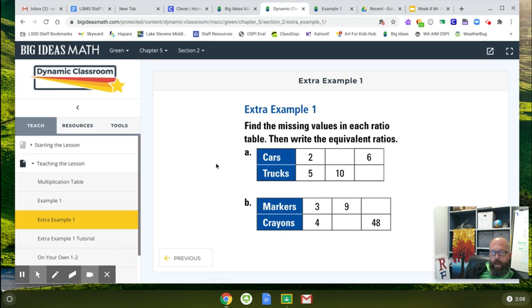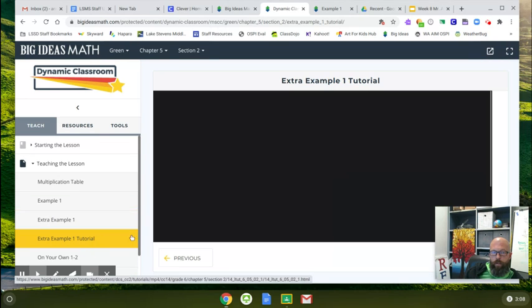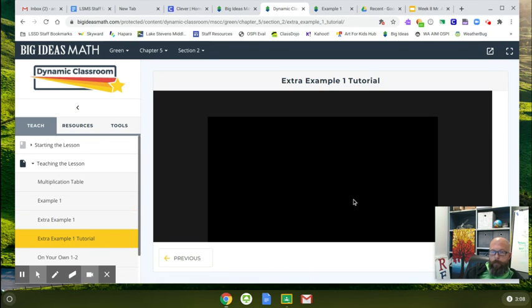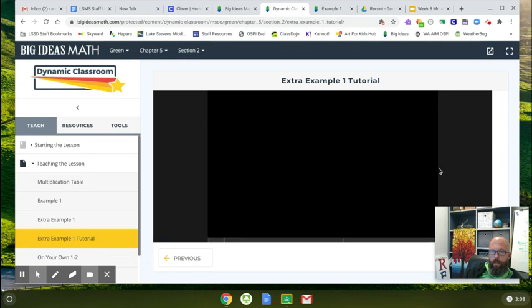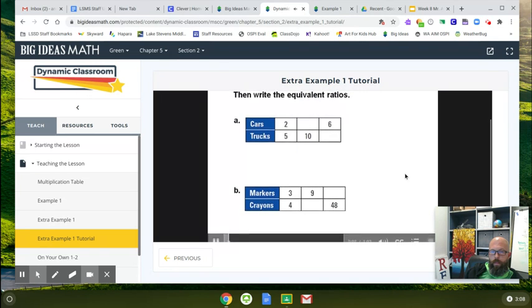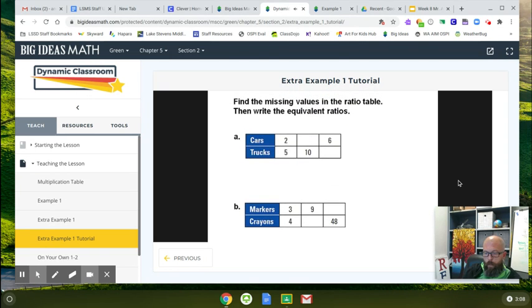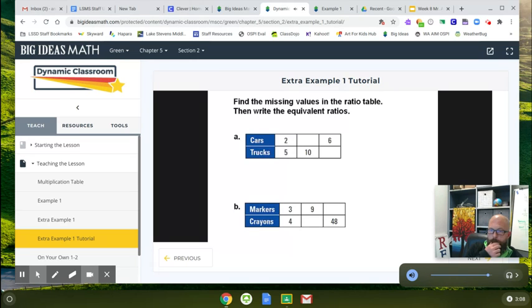All right, now that you're back, let's watch the tutorial. Find the missing values in the ratio table. Then write the equivalent ratios. Part A. You can use repeated addition with the original ratio to find the missing values. 2 plus 2 is equal to 4. 5 plus 5 is equal to 10. 4 plus 2 is equal to 6. And 10 plus 5 is equal to 15. So, the equivalent ratios are 2 to 5, 4 to 10, and 6 to 15.